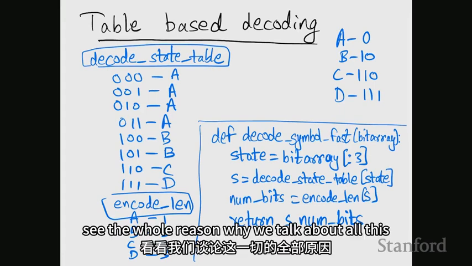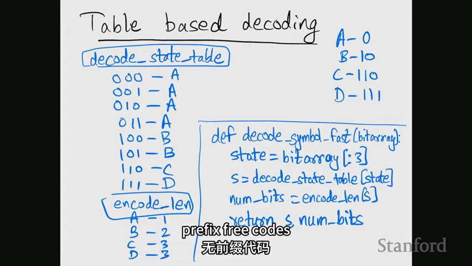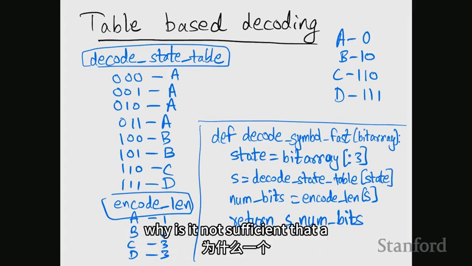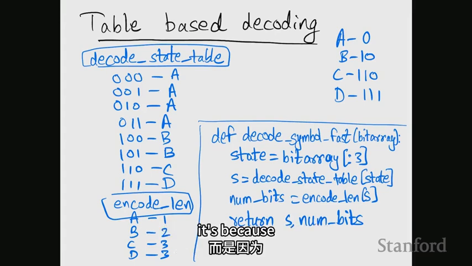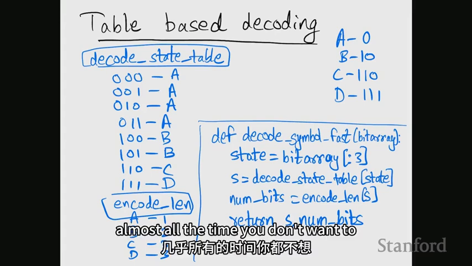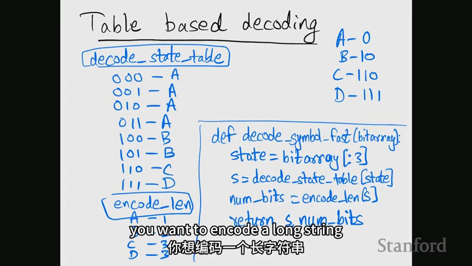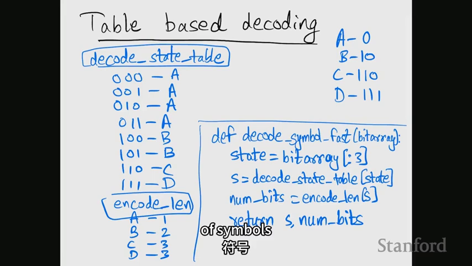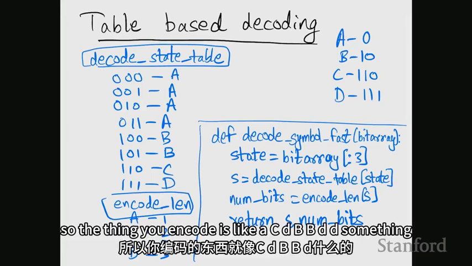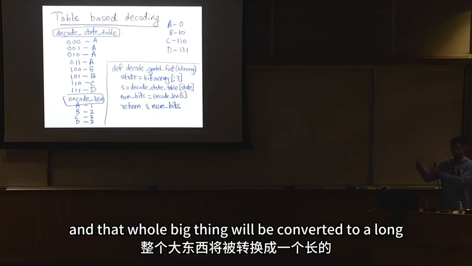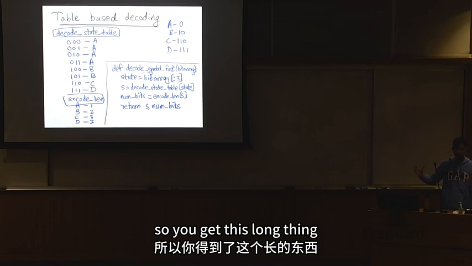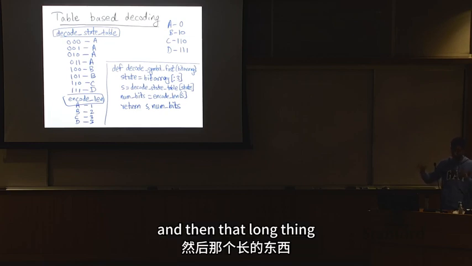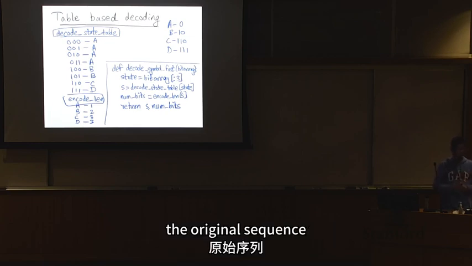But see, the whole reason why we talk about all these prefix-free codes: why do we need them? Why is it not sufficient that ABCD just have different code words? Why the prefix-free property? It's because almost all the time you don't want to encode just one symbol. You want to encode a long string of symbols, like A, C, D, B, B, D, D. That whole big thing will be converted to a long bit array, like 0, 0, 1, 1, 0, 1, 0. And then that long thing you should be able to decode back to the original sequence.